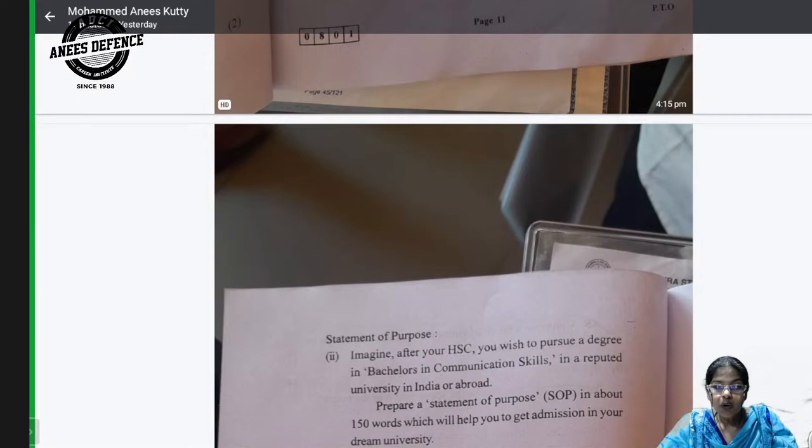You will say, my interest in this communication degree program is beyond the academic realm. I'm actively participating in debates, public speaking forums, events, some community outreach programs. And I have honed my communication skills because it is my passion. And I definitely want to make a positive impact through effective dialogues.